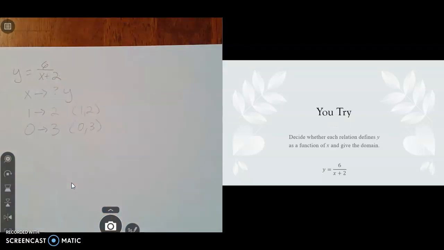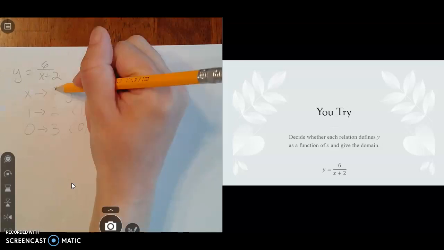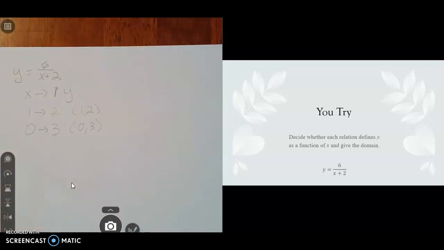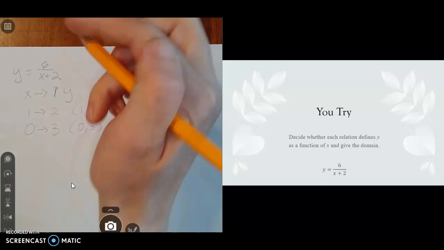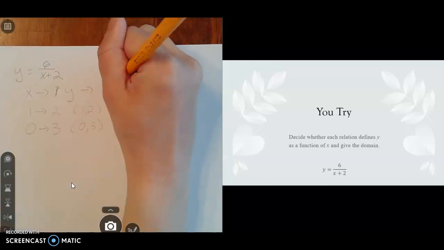And you can keep doing this as many times as you need to feel comfortable, but at the end of the day, every single x value that we're putting in, we're just getting one y value from it. And so that means that it's a function.